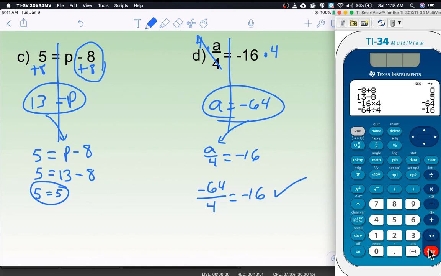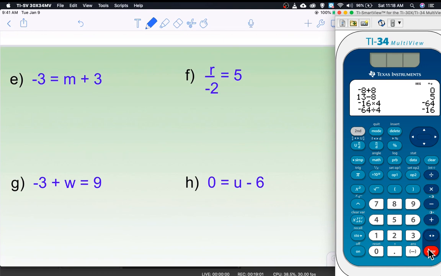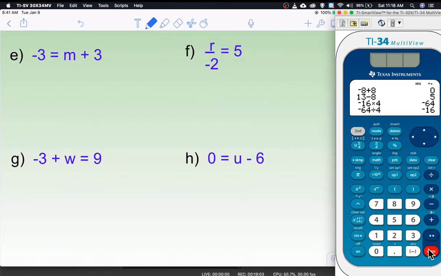All right, so now I've done 4 problems. I've done a problem we solved using addition, a subtraction, a multiplication, and a division. So now it's going to be time for you to try. Here are 4 new problems. I want you to pause the video. I want you to solve each of them. And then when you're ready to continue, hit play and we'll go through them together.